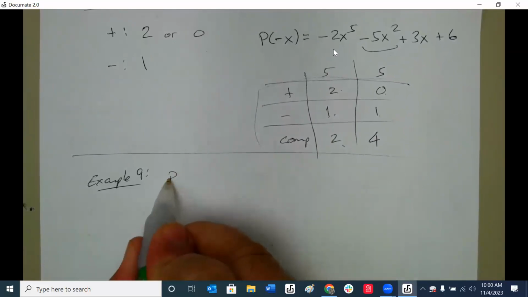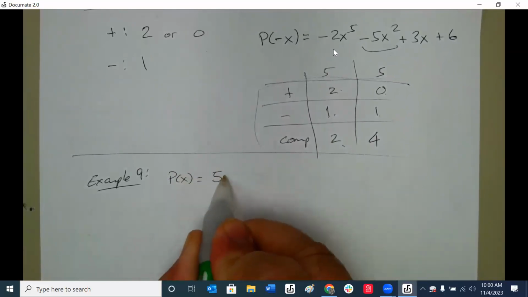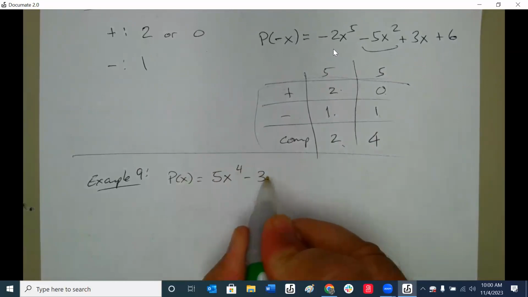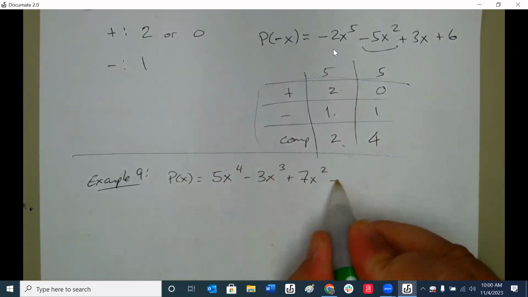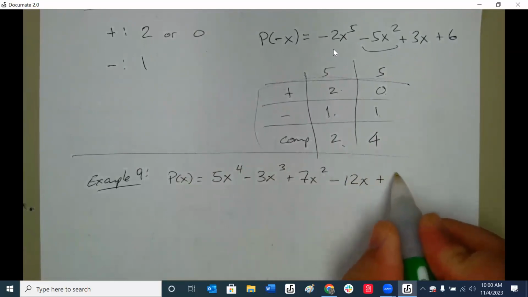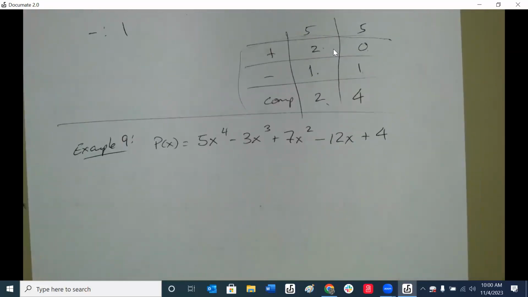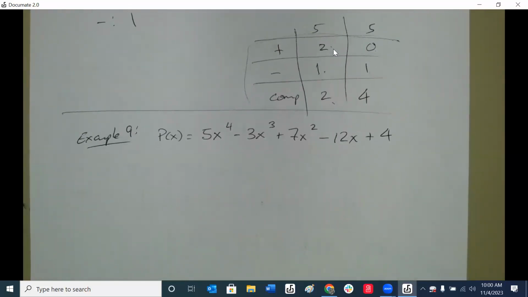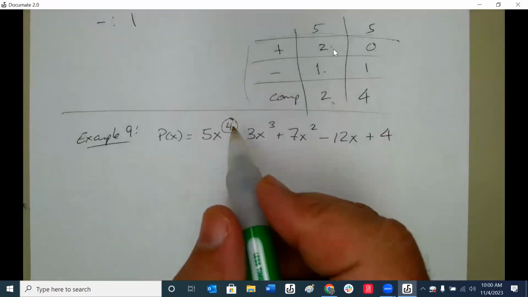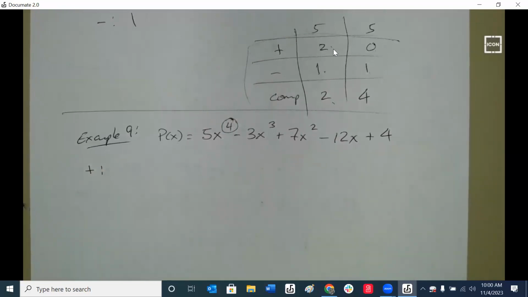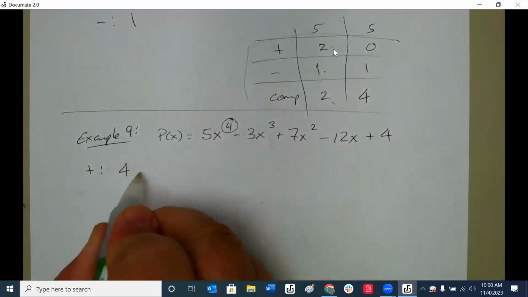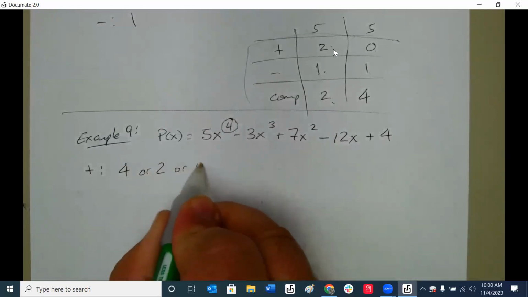Example 9. 5x to the fourth minus 3x cubed plus 7x squared minus 12x plus 4. How many answers are we supposed to have? Yeah, we should have 4 total, period, for all of it. So how many positives will we have? 4 or 2 or 0.